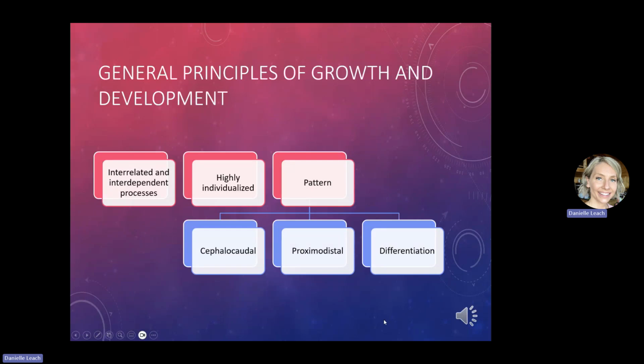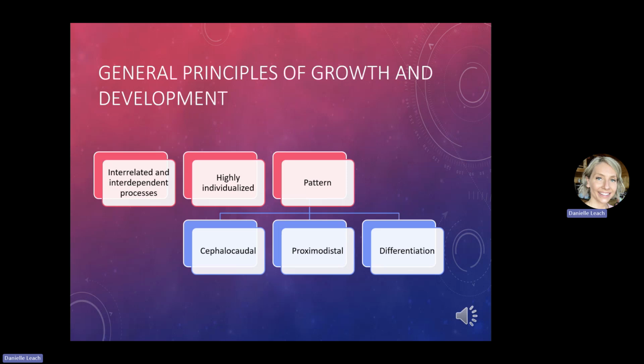Module 2 is about growth and development. This first chapter, chapter 7, is just the basics of growth and development. So general principles of growth and development. Growth and development are both interrelated and interdependent processes, meaning that we need one to have the other.